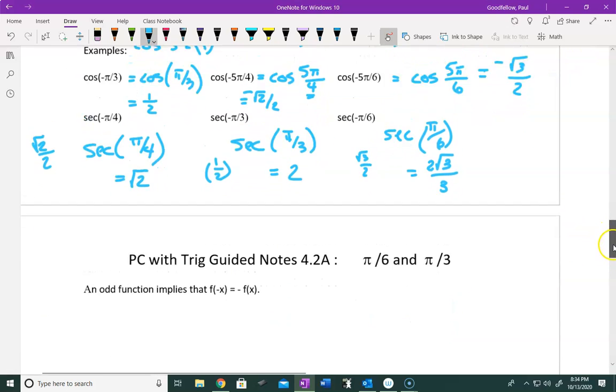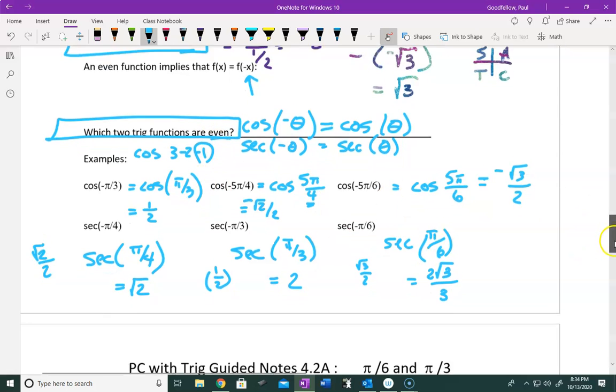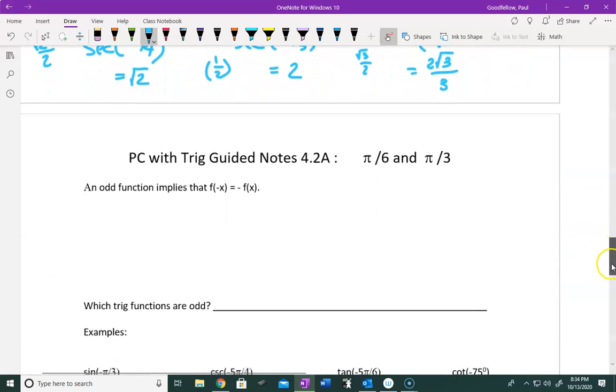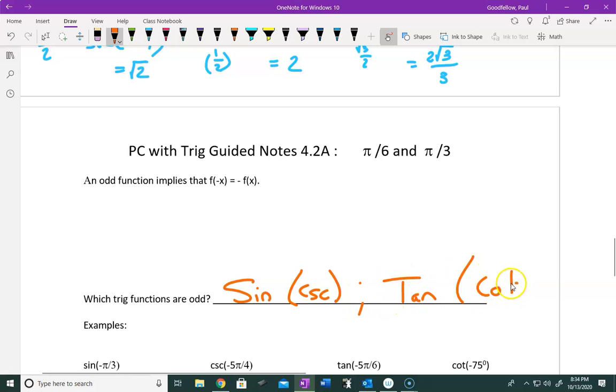Okay? Now, if those guys are considered even functions and they just delete it, everything else would be considered an odd function. Now, odd functions are definitely sine and its partner cosecant, and tangent and its partner cotangent. Those are going to be odd.